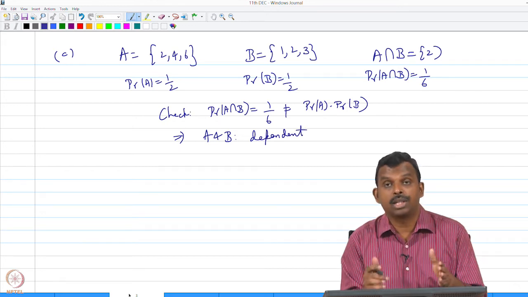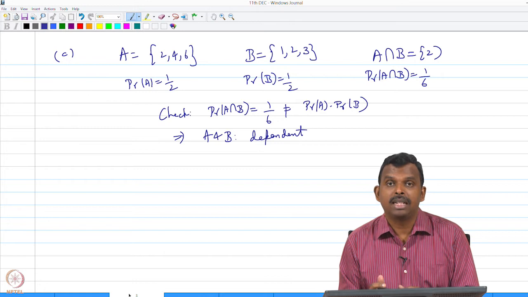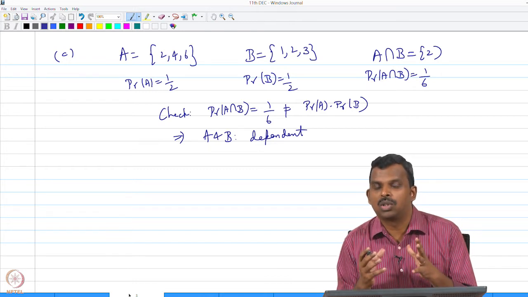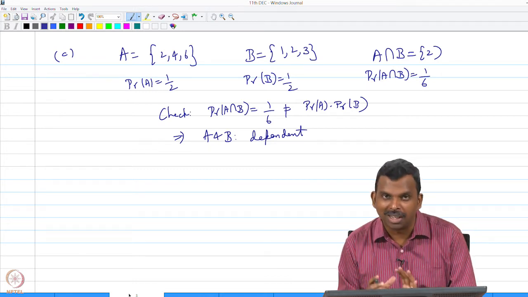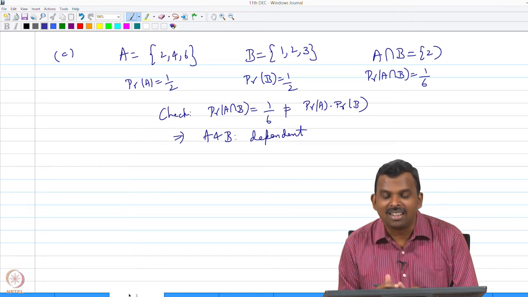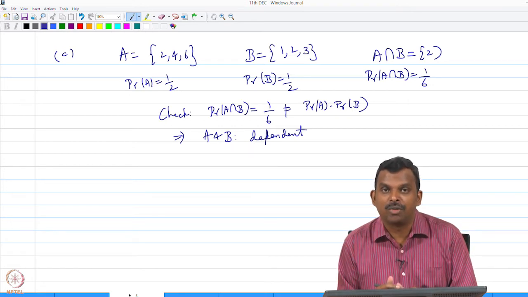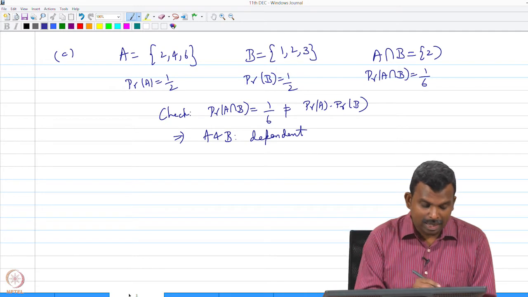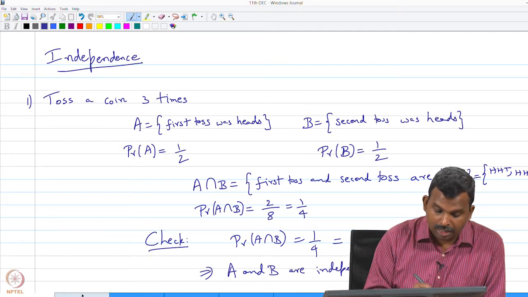So, here again there was an intersection between A and B, but the intersection was too small or something like that, right. So, you are not going to get independence with this kind of intersection. Hopefully these three examples give you an illustration of what is needed for dependence and independence.